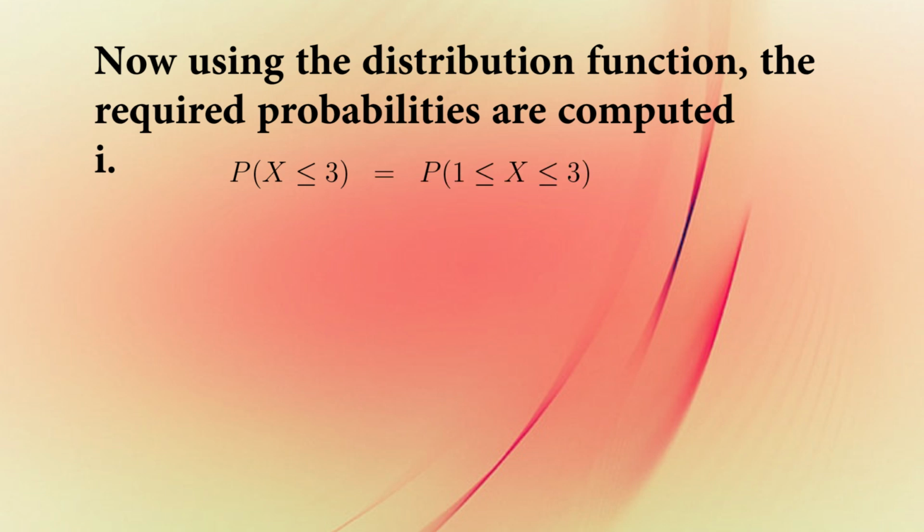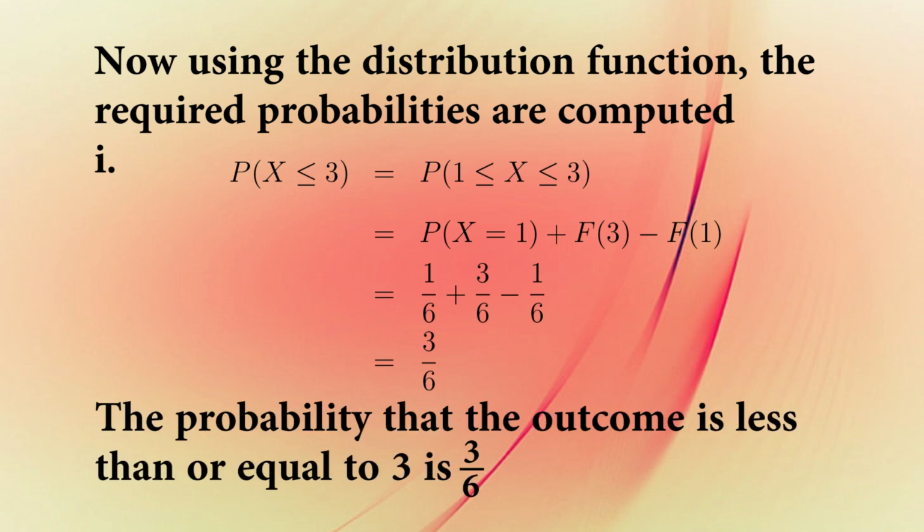which is equal to the probability of 1 less than or equal to x less than or equal to 3, which is equal to the probability of x equal to 1 plus F(3) minus F(1), which is equal to 1 by 6 plus 3 by 6 minus 1 by 6, which is equal to 3 by 6. Hence, the probability that the outcome is less than or equal to 3 is 3 by 6.